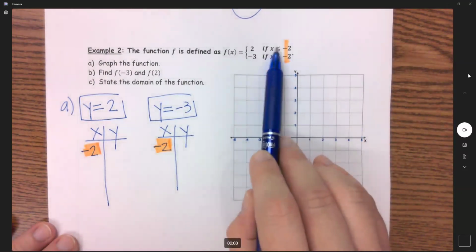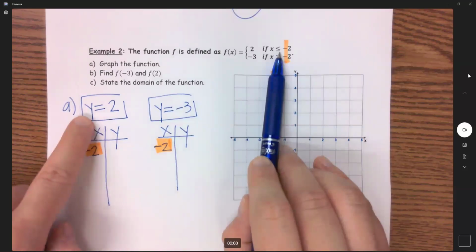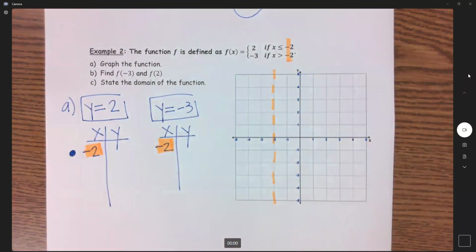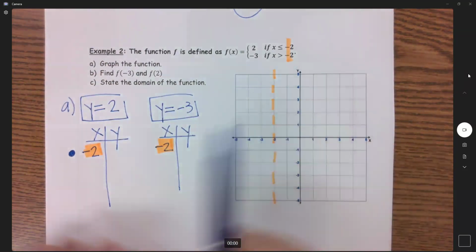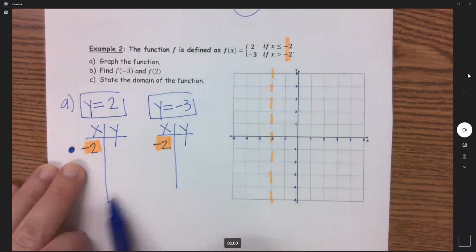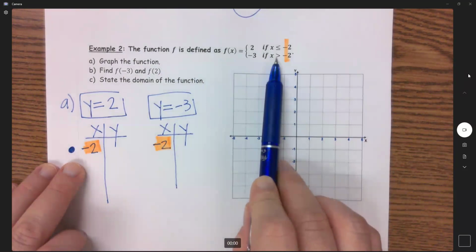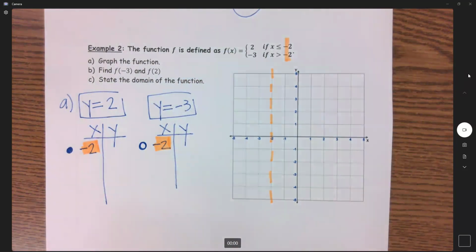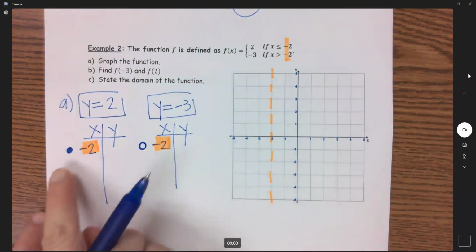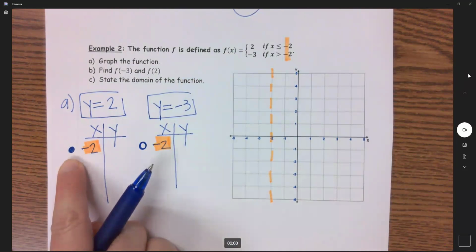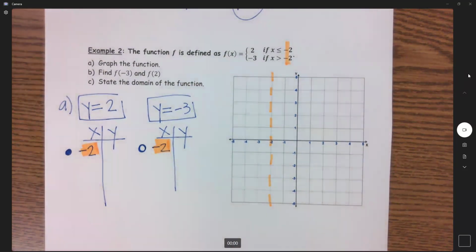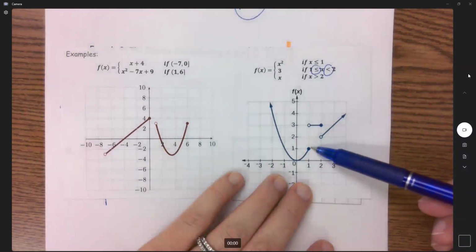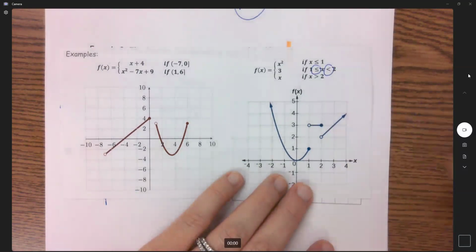Okay, so because this is less than or equal to, with this y equals 2, that equals means that this one here needs to be a nice, solid, closed circle. Because this -2 is included in this graph right here. But because this one is simply greater than -2, this one's going to be a nice, open circle. Everything else are going to be just regular points. But this one needs to be a very bold, closed circle. This one needs to be an open circle. Okay, if we look at that example that we did in that intro, you can see closed circles and open circles in here.